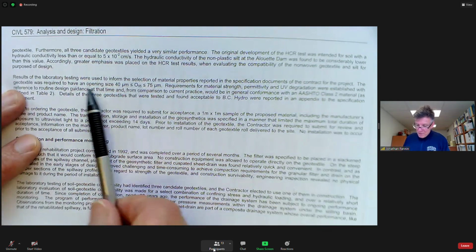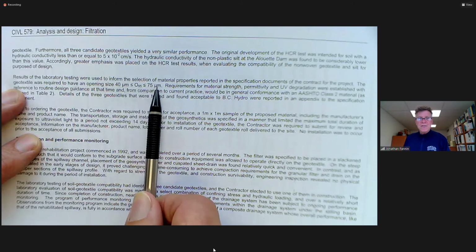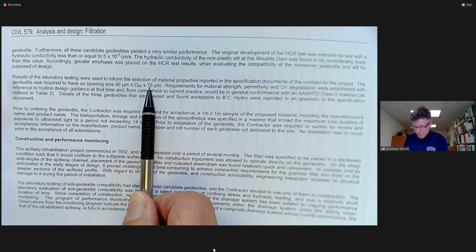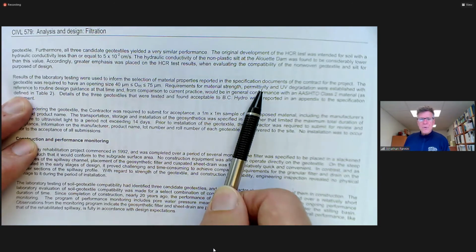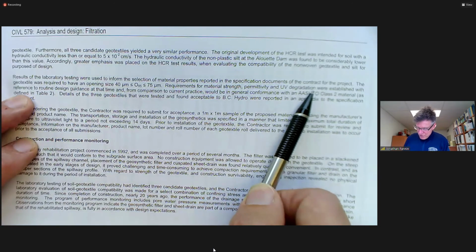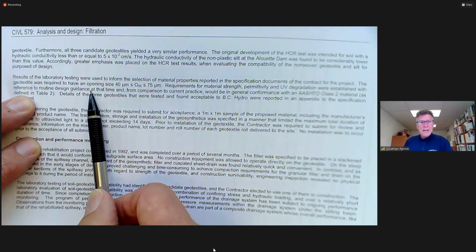So in the end, the geotextile was required to have an opening size between 40 and 75 microns. That's what the contractor had to find and bid. Requirements for material strength, permittivity, UV degradation were established with reference to routine design guidance at that time.